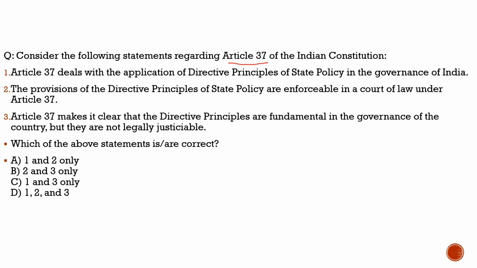The question says, consider the following statements regarding Article 37 of the Indian Constitution. First statement, Article 37 deals with the application of directive principles of state policy in the governance of India. 100% correct. It says that these directive principles should be kept in consideration in the governance of India.